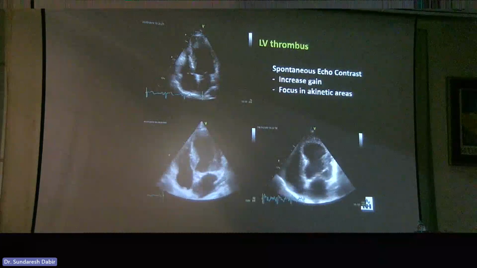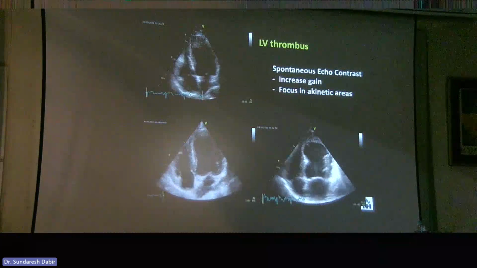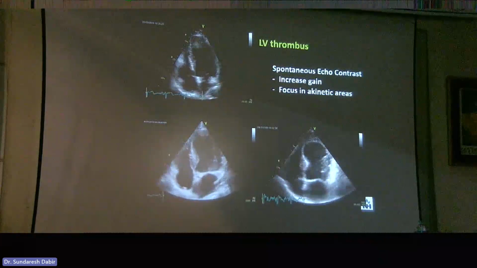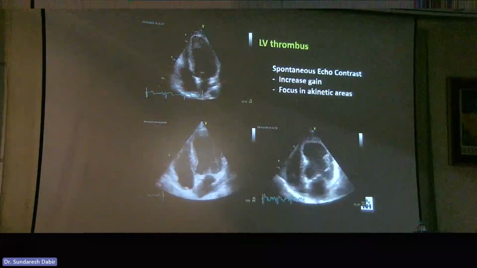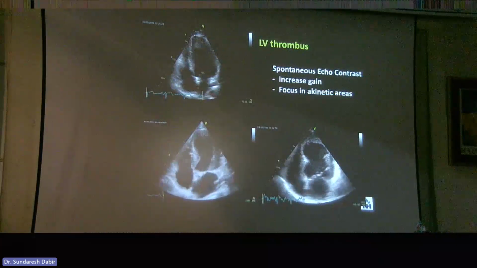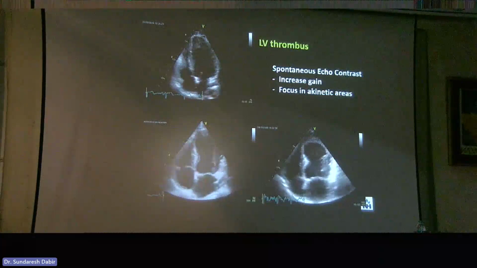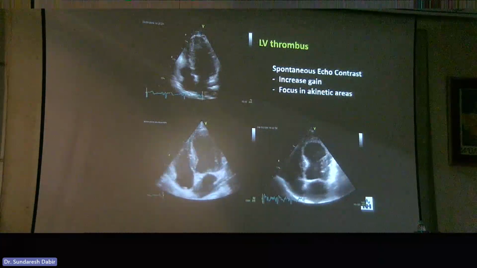So thrombus is very synonymous with coronary disease. And for this, you have to increase the gain a little bit, so you get to see the cavity a little better. And especially when you see an akinetic area, that means your focus should be on whether there is a thrombus. So focus on the akinetic areas. And when you have an aneurysmal area, you're more likely to see it.